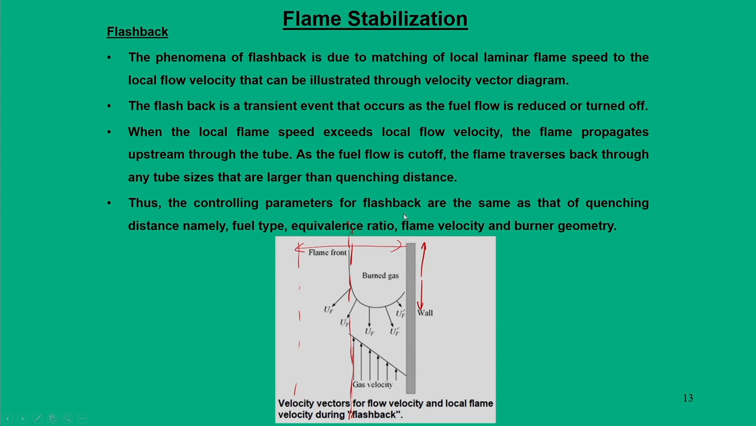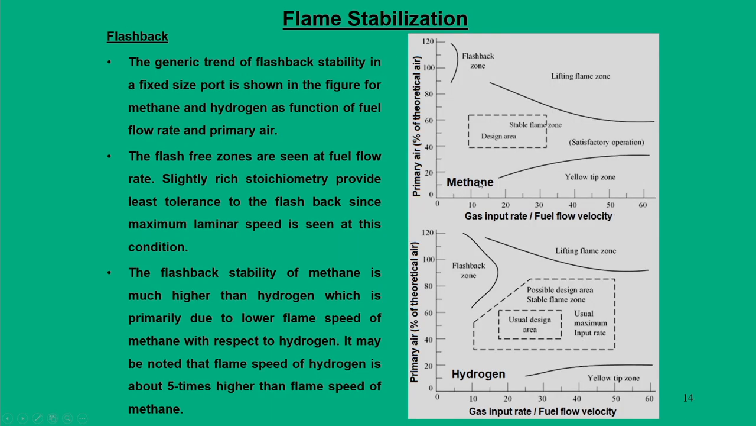Here, the controlling parameters of flashback are similar to those of the quenching distance. That means we should regulate the quenching distance, and those parameters are fuel type, equivalence ratio, flame velocity and burner geometry. So, these four parameters regulate the issue of flashback. If you look at this particular figure, we are trying to see, for a given type of burner, what the range is for which flashback cannot happen.